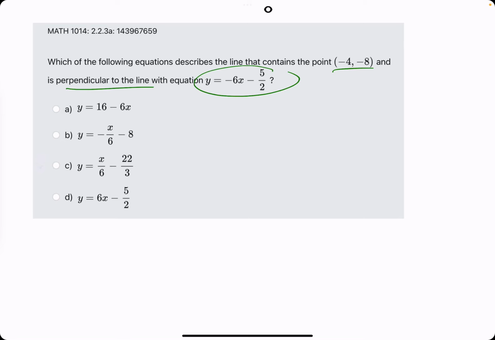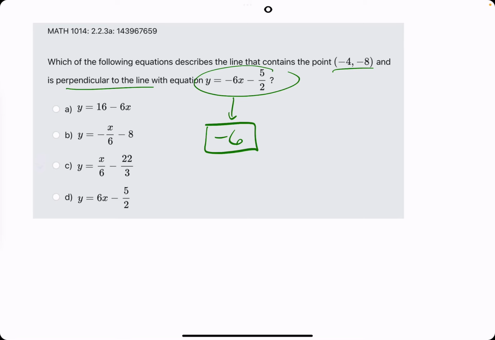So in this equation, the slope is -6 because again it is in the form of mx plus b. So m is our slope. So the slope of the equation they give us is -6. Our line that we're looking for should be perpendicular to this line. Okay, so to be perpendicular means their slopes should be the negative reciprocals of one another.